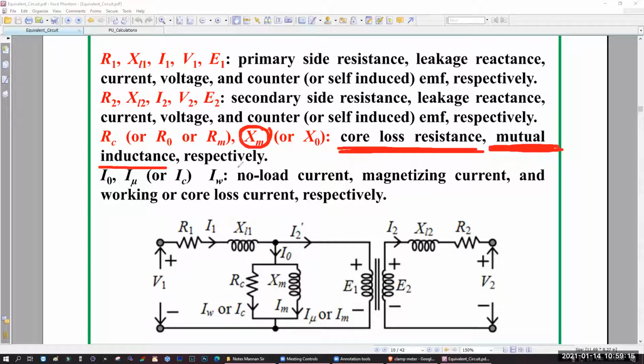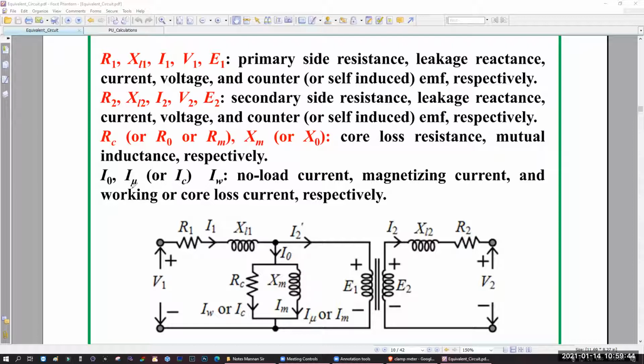Mutual impedance, mutual inductance, whatever you say. This mutual word, you will hear a lot. Mutual means, basically, these are actually shared in both sides. So in one side, you have to show it, in the primary side.